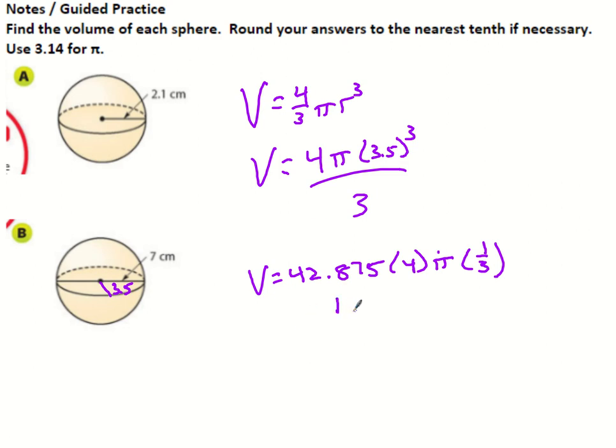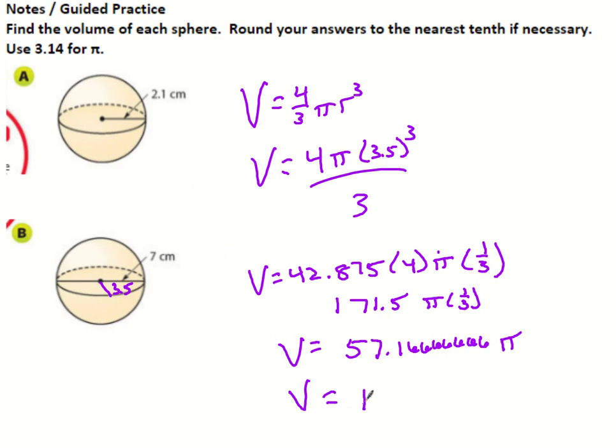That gives me 171.5 pi times 1/3, because we know the 1/3 is divided by 3. So now I can divide by 3. That gives me 57.166, and it just keeps going and going and going. And that's times pi. So now I get to take that value and multiply it by 3.14, and I haven't rounded anything yet.